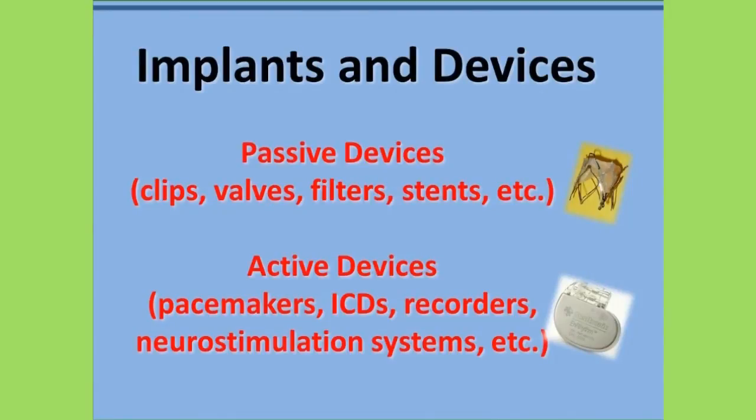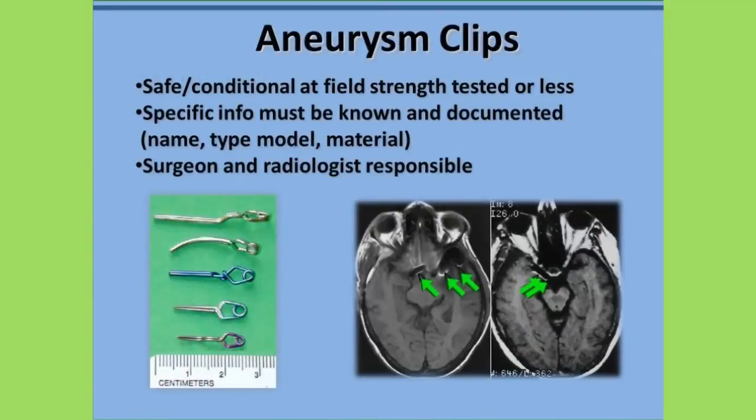Medical implants are commonly divided into those that are considered to be passive, meaning that they have no active components such as vascular clips, stents, and heart valves, and those that are active, which are those implants that have electronic components such as pacemakers and neuromodulation systems. Now let's take a look at MRI information for various implants and devices.